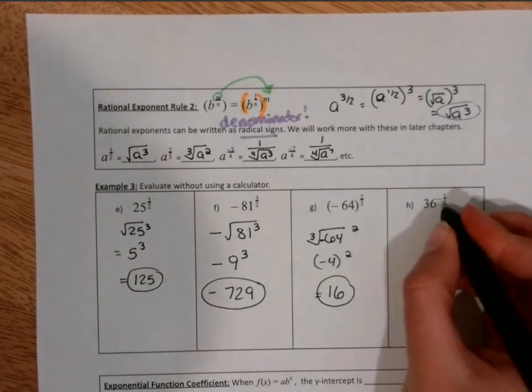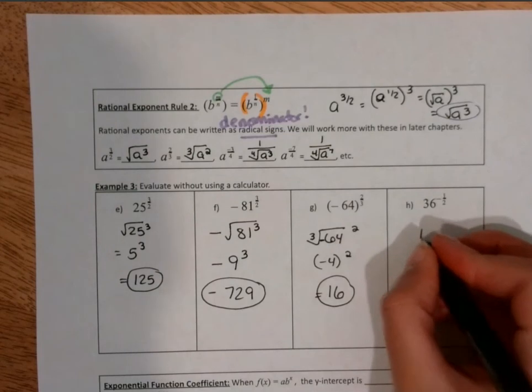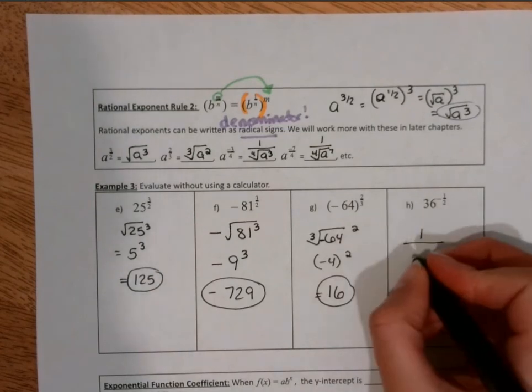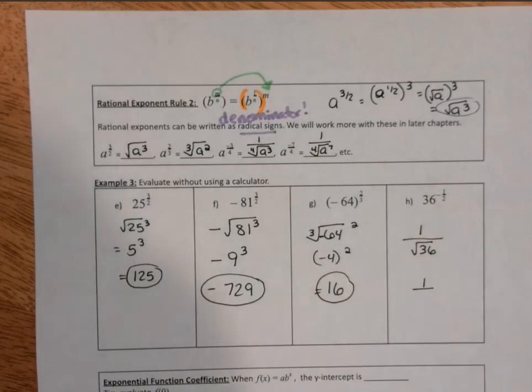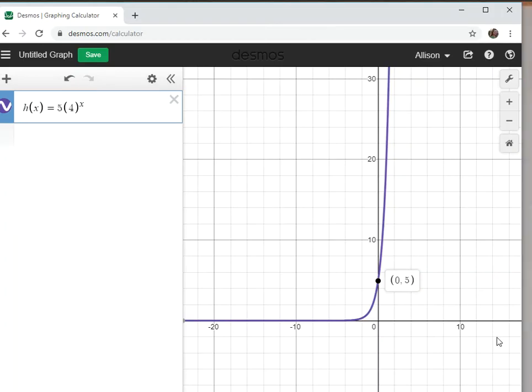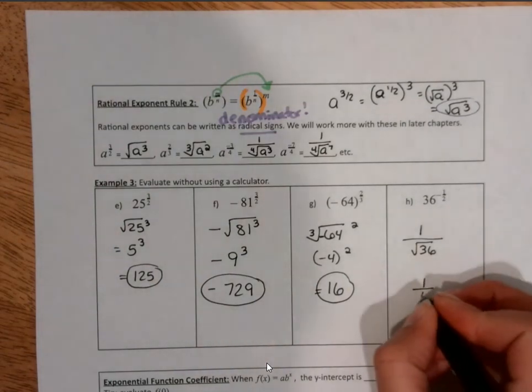I've got a negative power in part H, so I have a 1 over the square root of 36. So it's going to be 1 over 6.